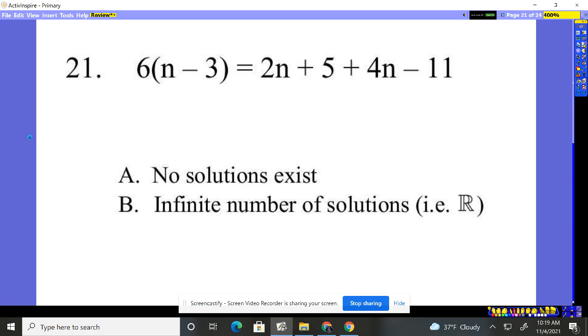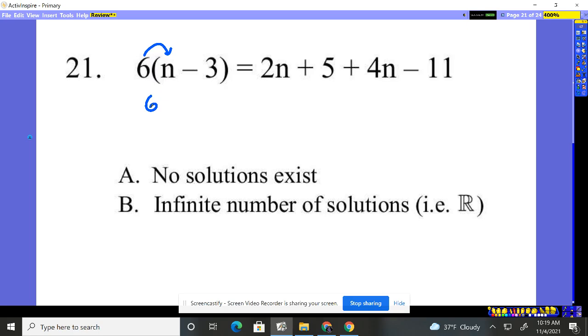And now we have 21. And obviously it says, hey, do no solutions exist here or an infinite number of solutions exist? This tells me that what's going to happen is our n's are going to completely disappear. We're going to be on one of these special cases. So let's see what happens.